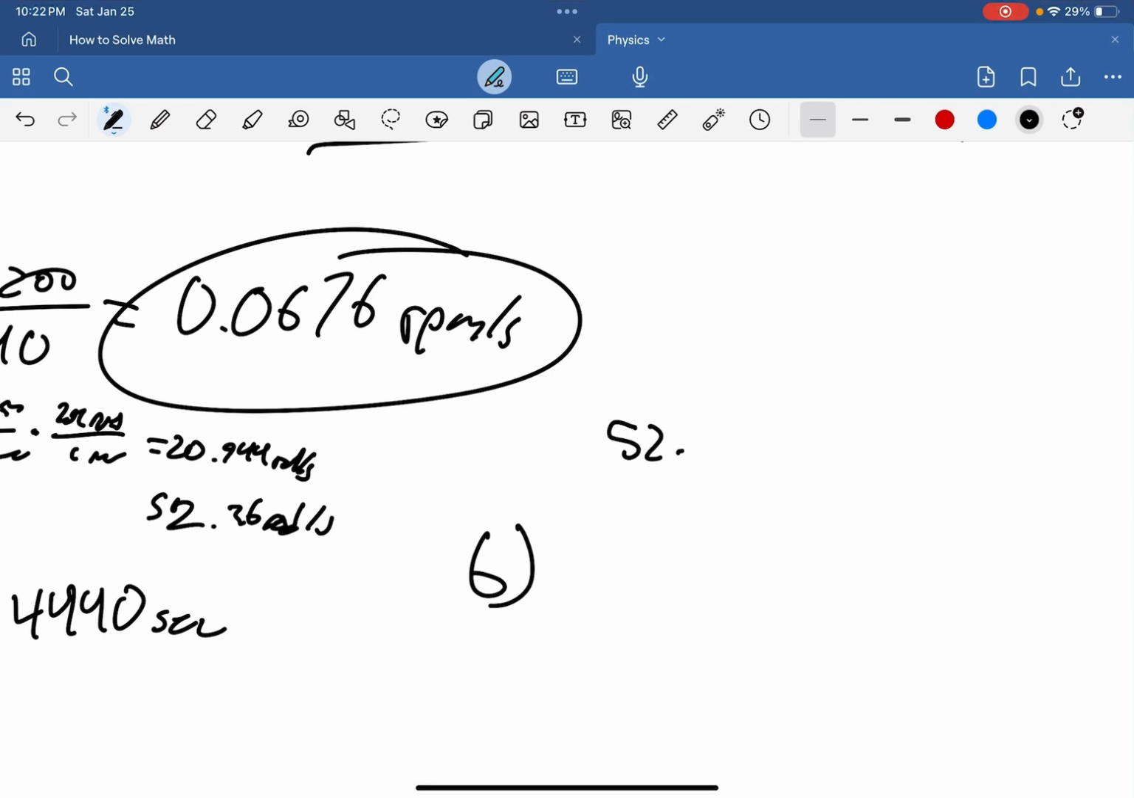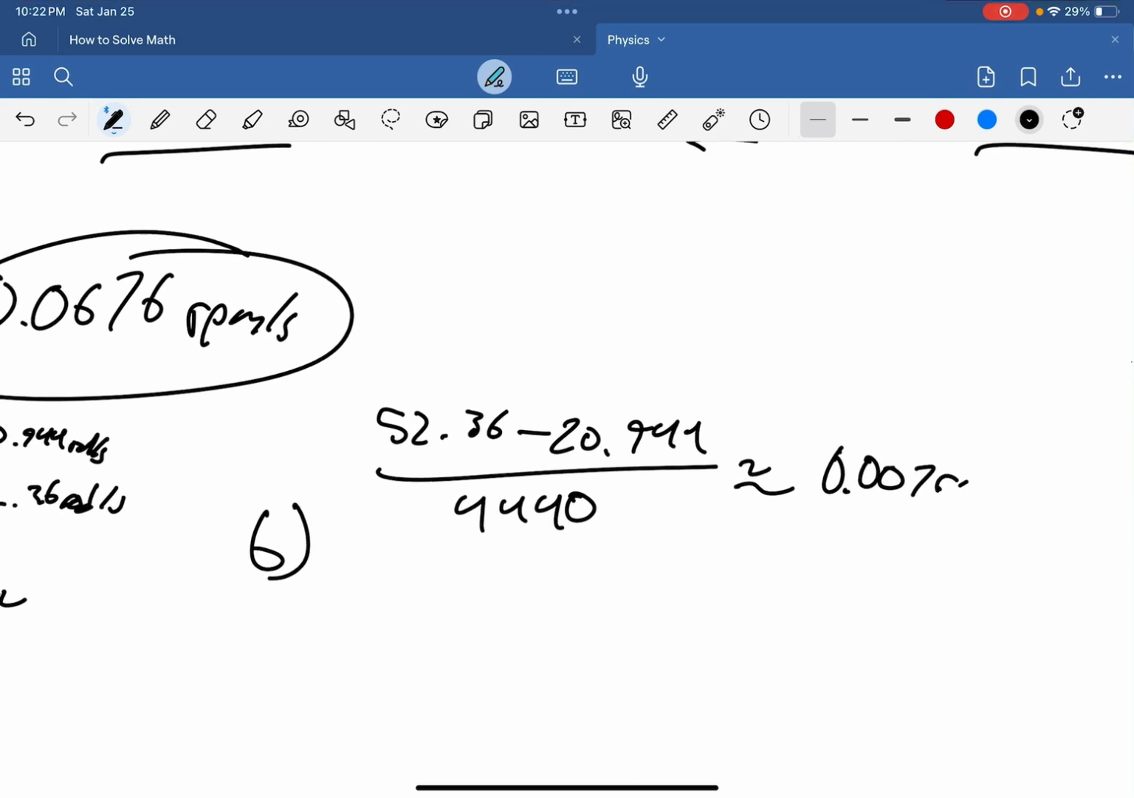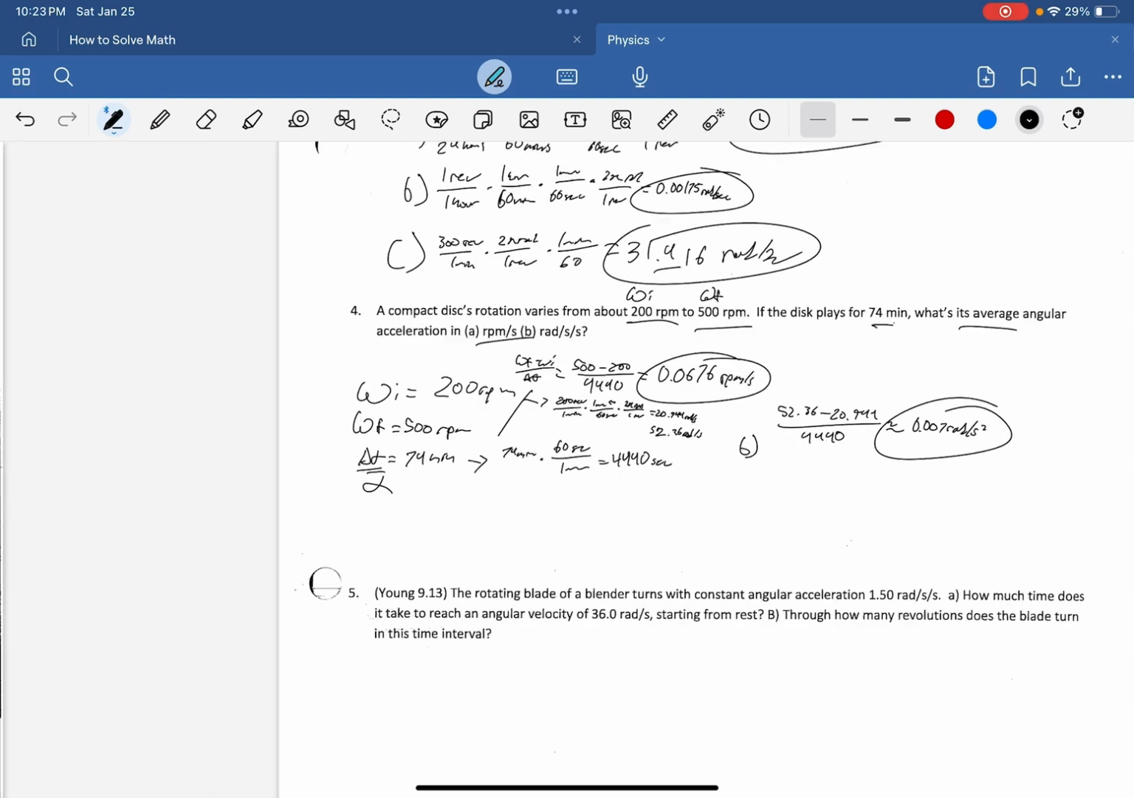So 52.36. I didn't actually use these numbers. I used the exact number the calculator gave me. I really recommend you guys do that too. This gives around 0.007 radians per second squared. All right, remember that's squared. There you go. That's how you solve that one.